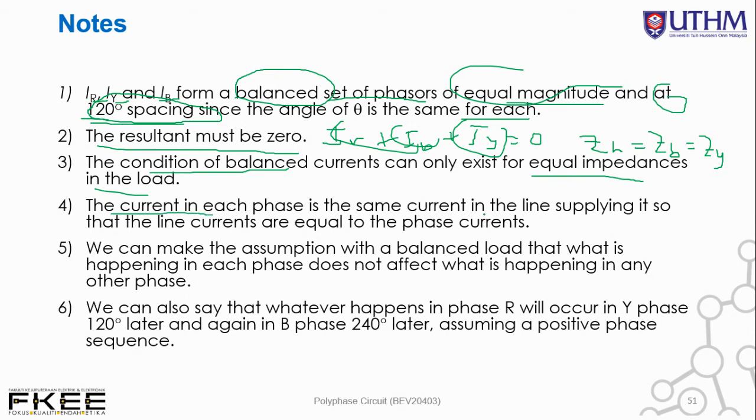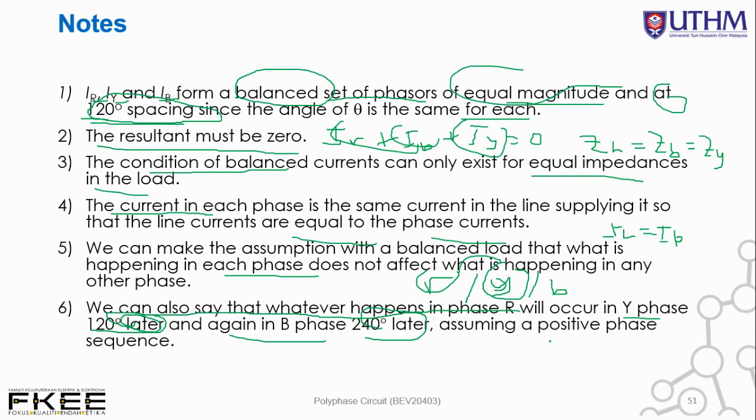The current in each phase is the same as the current in the line supplying it, so the line currents are equal to the phase currents. So this is I_L equal to I_P, as simple as that. We can make the assumption with a balanced load that what is happening in each phase does not affect what is happening in any other phase between these three, R, Y, and B. It doesn't give any effect from one phase to another. We can also say that whatever happens in phase R will occur in the Y phase 120 degrees later, and again in phase B 240 degrees later, assuming a positive phase sequence RYB. So it will not happen at the same time or the same phase angle, but later by 120 degree intervals.